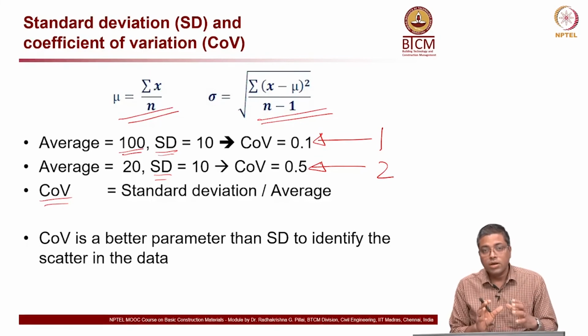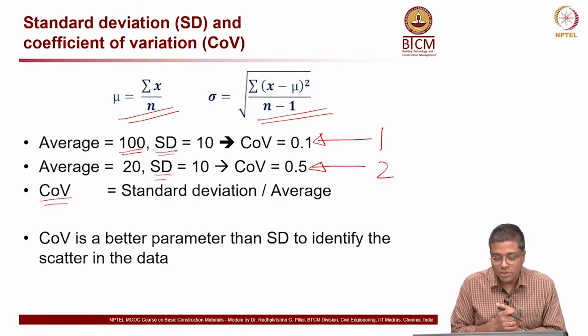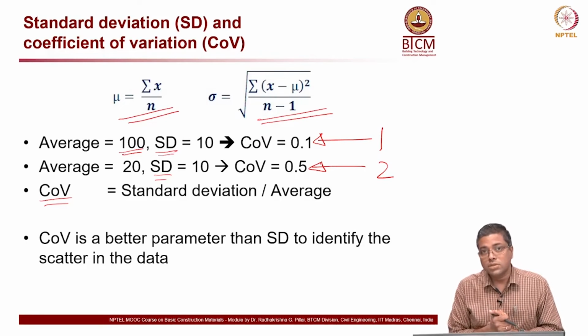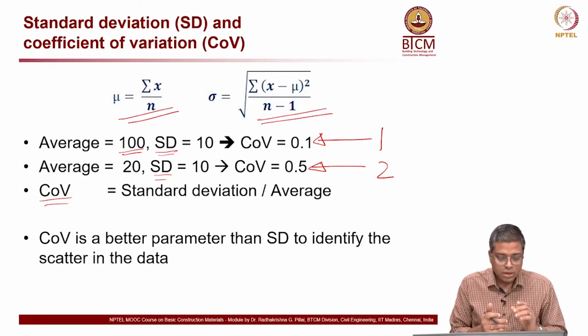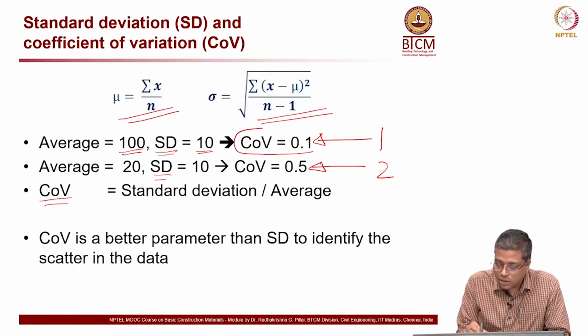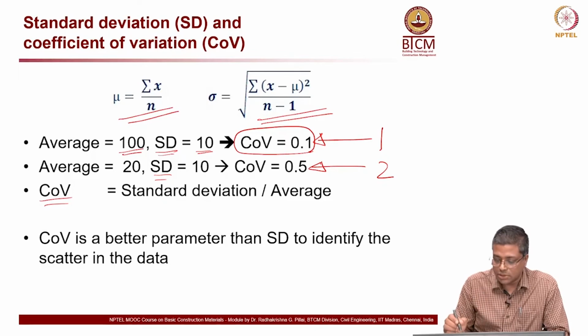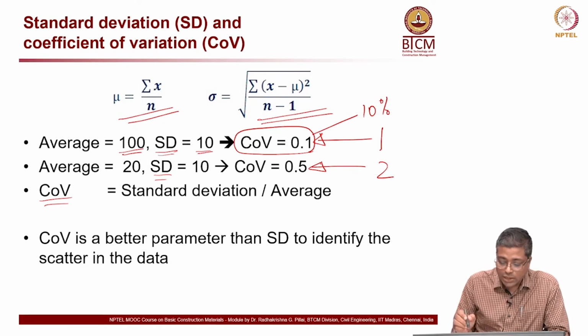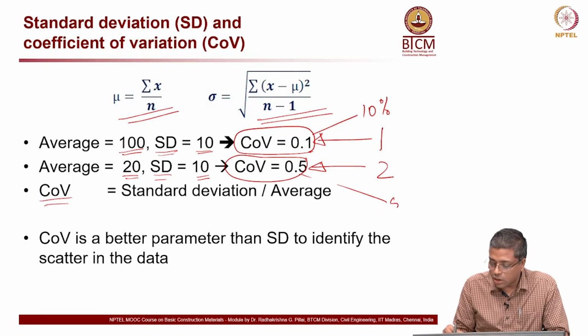I am going to show you which is the more important parameter for you to consider, and why standard deviation is probably not a good parameter to consider always. So, case 1: average is 100 and standard deviation is 10. What is the coefficient of variation? It is 0.1, or 10%. Now, in case 2, average is 20, standard deviation is 10, and coefficient of variation is 10 divided by 20, that is 0.5. So, I can call it 50%.